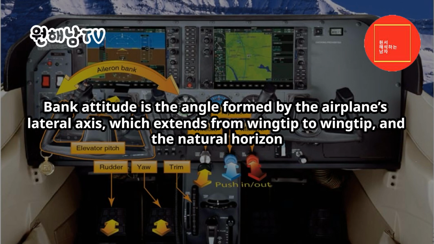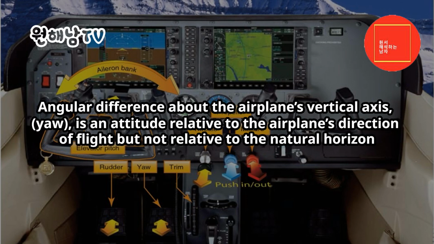Bank attitude is the angle formed by the airplane's lateral axis, which extends from wingtip to wingtip, and the natural horizon. Angular difference about the airplane's vertical axis, yaw, is an attitude relative to the airplane's direction of flight, but not relative to the natural horizon.